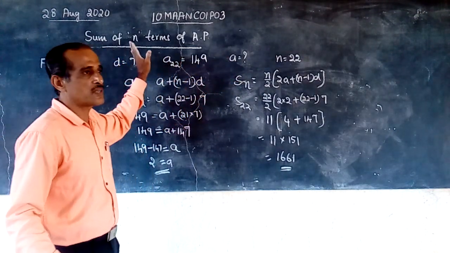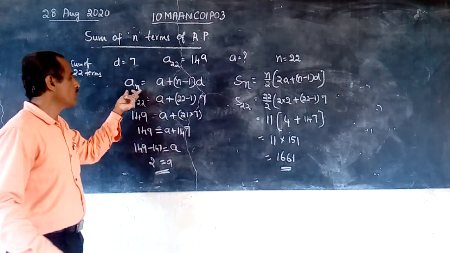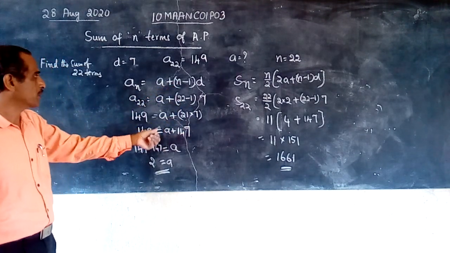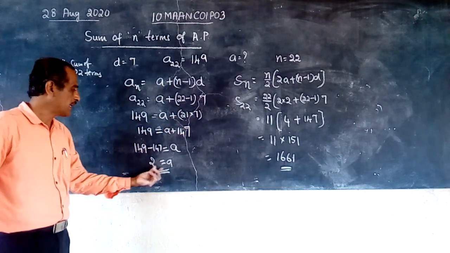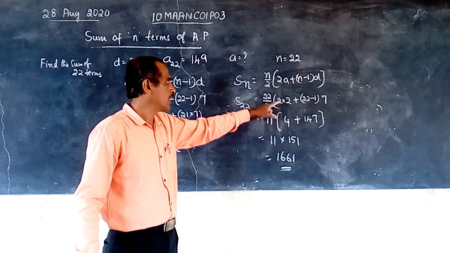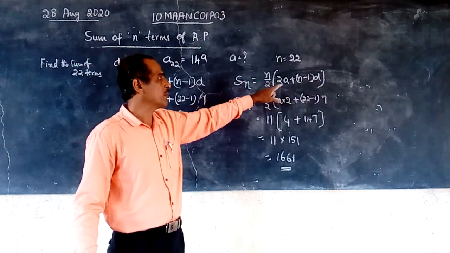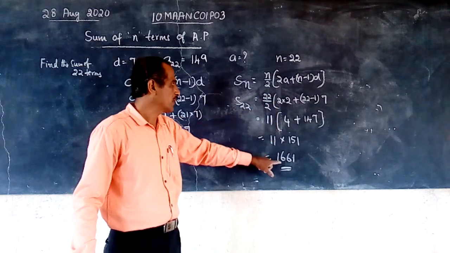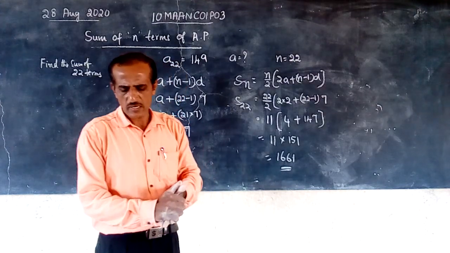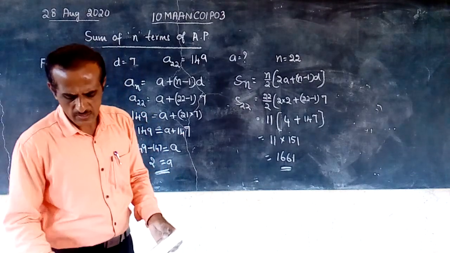The 22 terms are given in the question itself, therefore consider n is equal to 22. To find a, you go for the formula an is equal to a plus n minus 1 d, the nth term of the arithmetic progression. A can be calculated as 2. Then substitute that a and apply the formula Sn is equal to n by 2 into 2a plus n minus 1 into d, and you will get the sum of 22 terms as 1661. This is very easy to calculate.